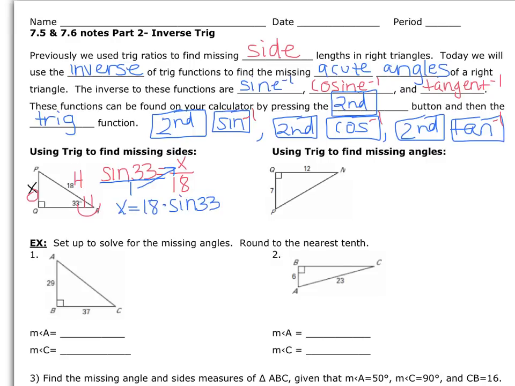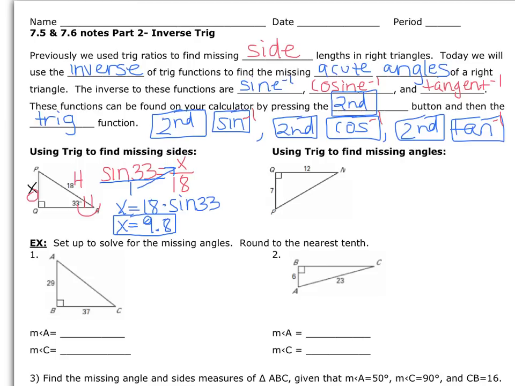So now we know that we cross-multiply, and we always make sure that our calculator is in degree mode before we do any of this. And so 18 sine of 33 is going to give us 9.8. So that side PQ is 9.8. So that's how you find missing side lengths using trig.